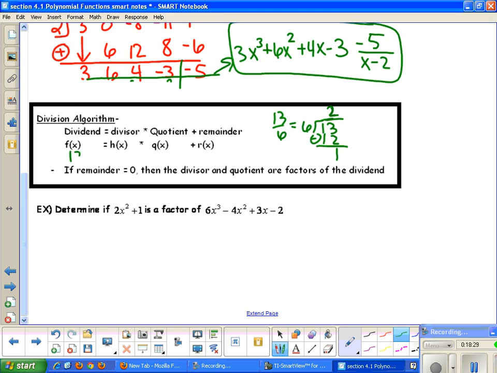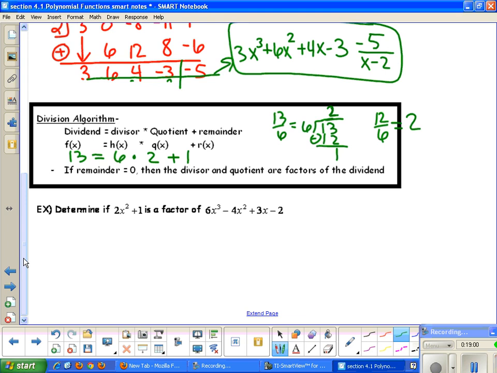So this would be 13 equals my divisor, which is 6, times my answer, which is 2, plus my remainder, which is 1. So 6 times 2 is 12, plus 1 gives me 13, so it checks out. If I had 12 divided by 6, 12 divided by 6 we know is equal to 2, so I know that 6 and 2 are factors of 12, because the remainder there would be 0.